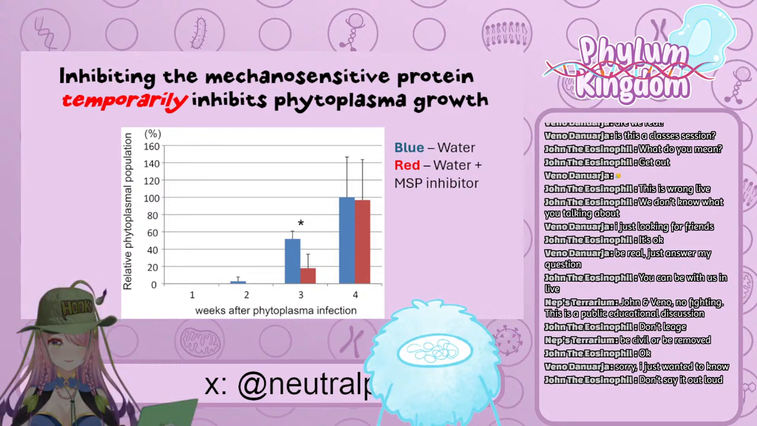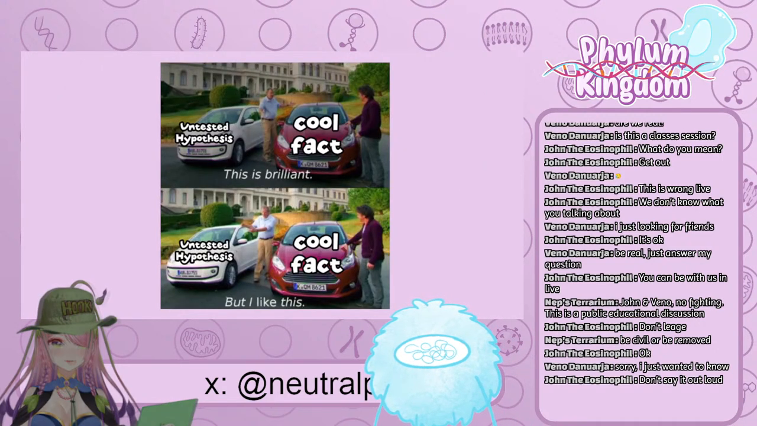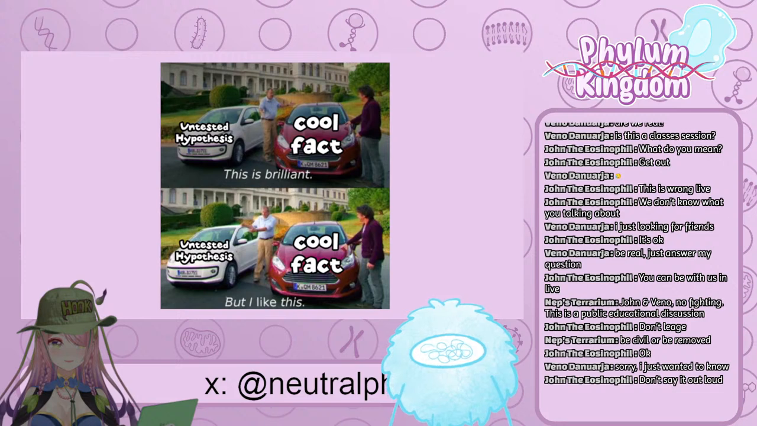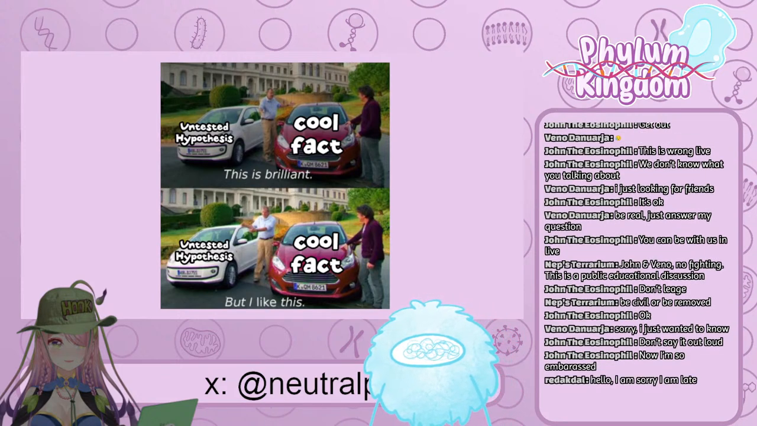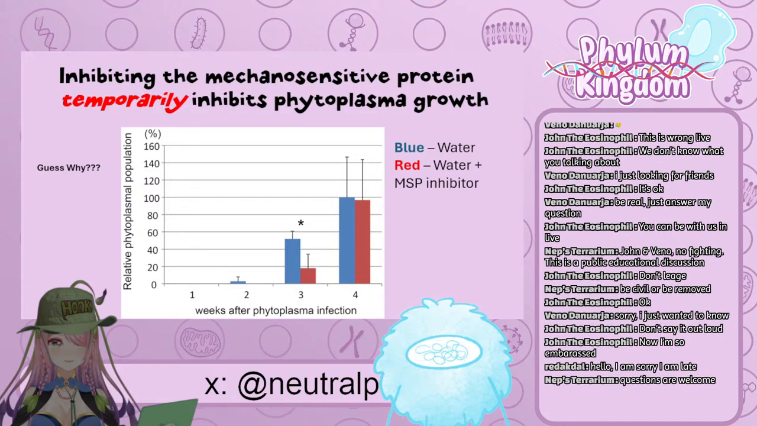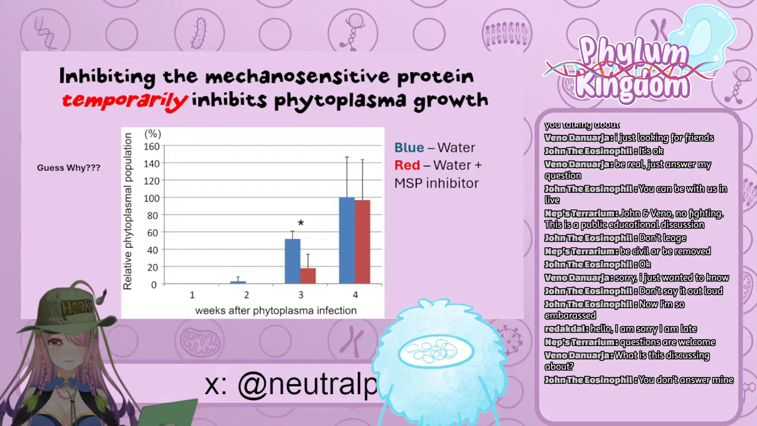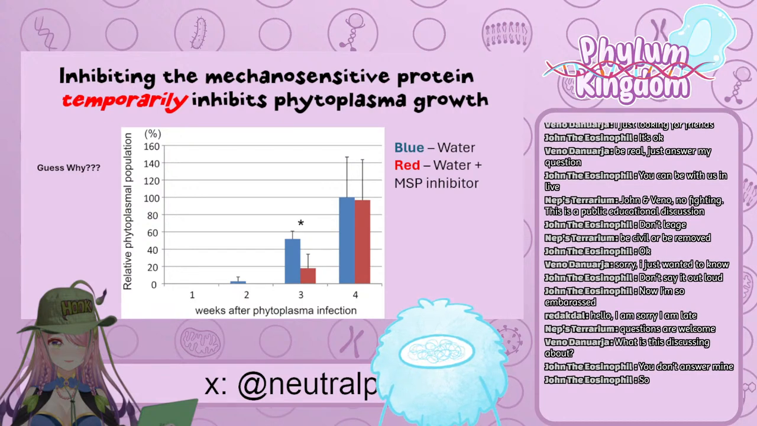And so I want to ask the chat this question. Oftentimes in science, for the general public, things are made out to be cool because the facts themselves are cool. But as a scientist, what I often find is that untested hypotheses, so unknowns, tend to be more interesting. So I want to take a second while I catch up on chat to ask chat for hypotheses, guesses, as to why this poison only temporarily works at three weeks and then seems to fade in effect at week four.